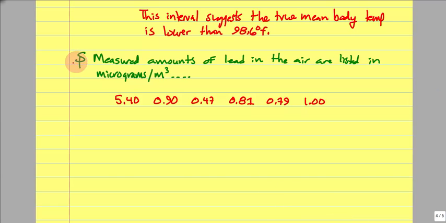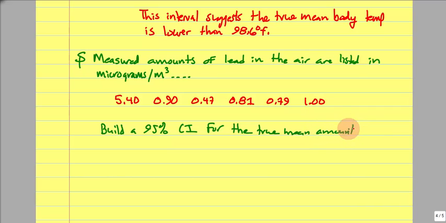Okay, so to get started with this example, suppose we have measured amounts of lead in the air, and all of these are listed in micrograms per cubic meter. So this is our raw data set. And what we're asked to do is to build a confidence interval, and let's go after a 95% confidence interval in this particular case. So build a 95% confidence interval for the true mean amount of lead in the air.